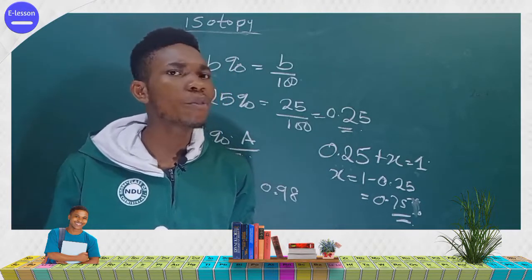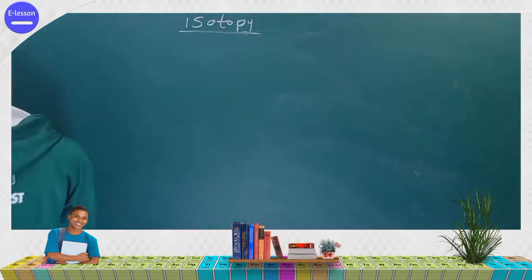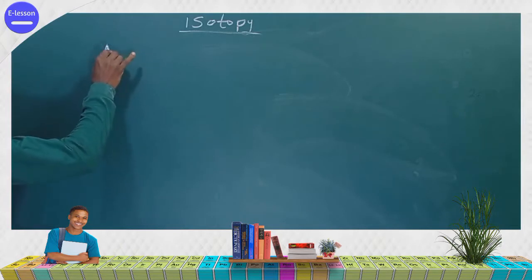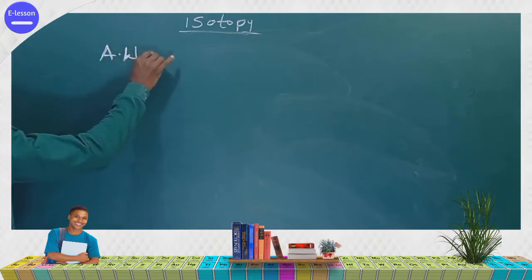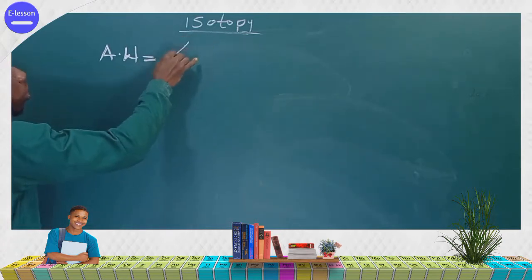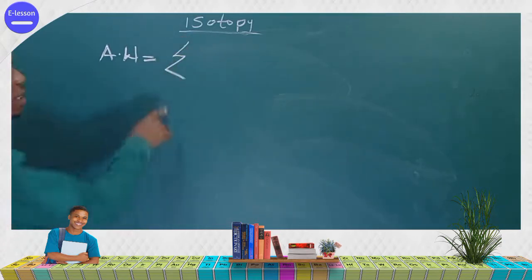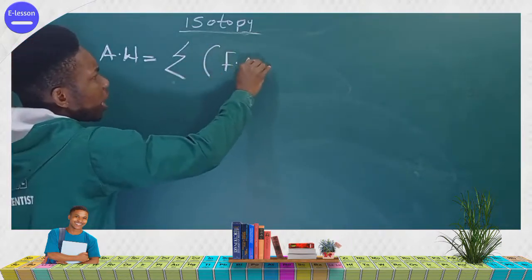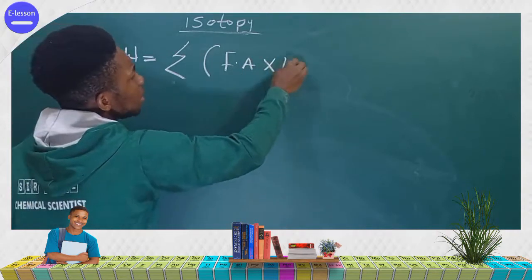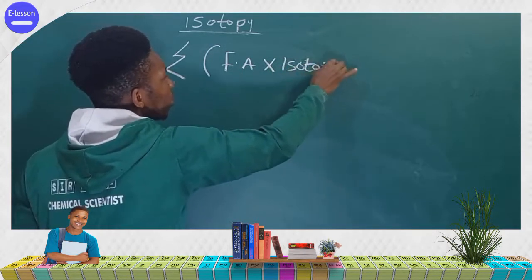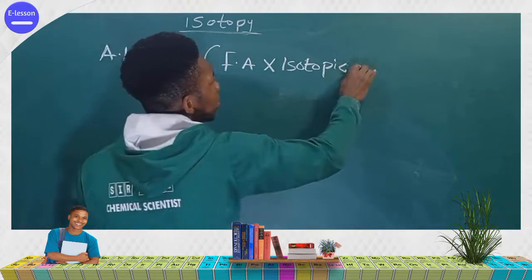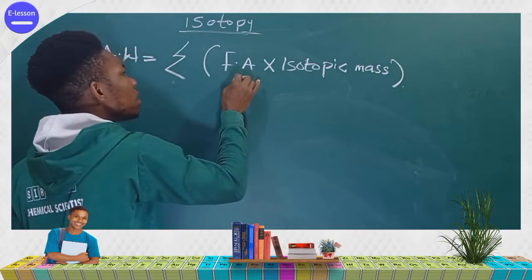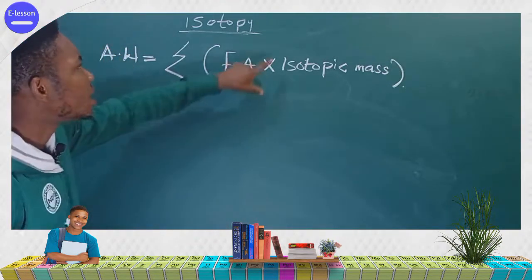The formula for solving for atomic weight is: atomic weight, let's use AW, is equal to the summation of, let's use FA, fractional abundance, times the isotopic mass of each isotope. Are we getting it now?